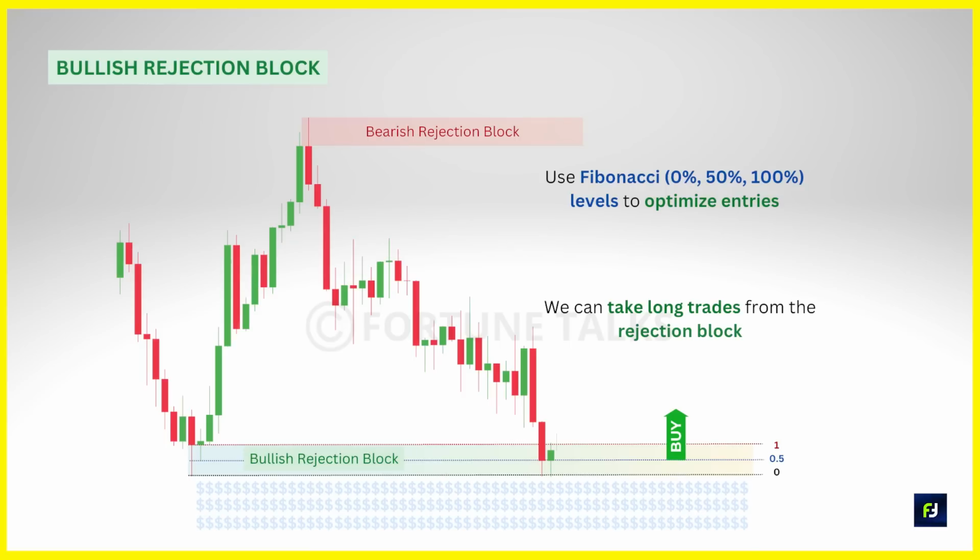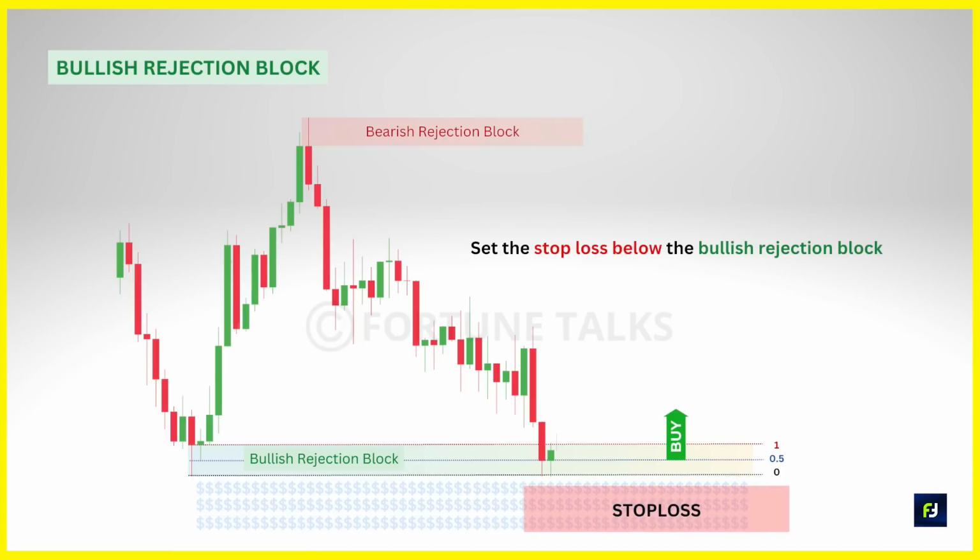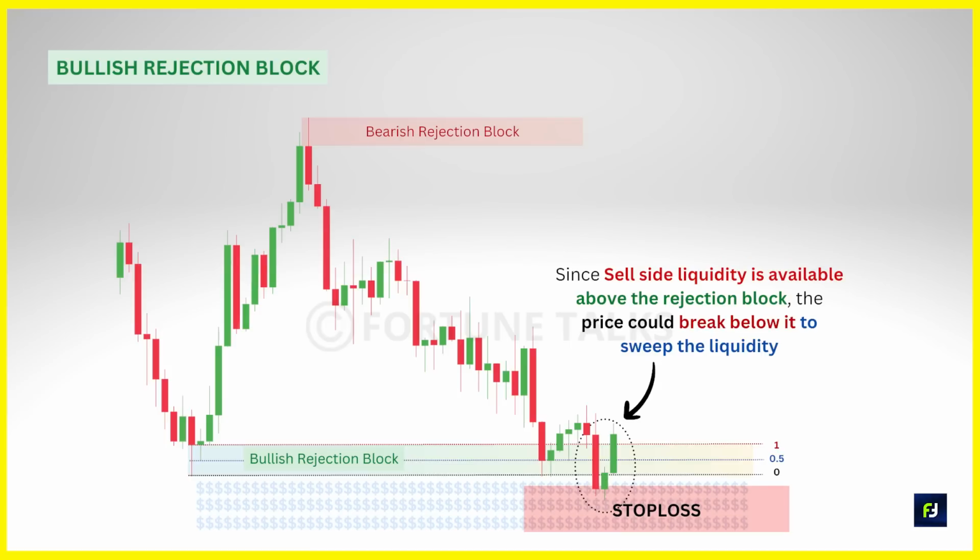We can also make use of the 0%, 50% and 100% Fibonacci retracement levels to place our buy limit orders. We can set our stop loss below the bullish rejection block. Here also, the issue is that since sell side liquidity is already available below the rejection block, we cannot really judge the extent to which the price will go deeper to sweep the liquidity. On some occasions, the wick of the retest candle breaks below the bullish rejection block so significantly that even if your analysis was spot on, you would still end up on the losing side due to an early trade entry.